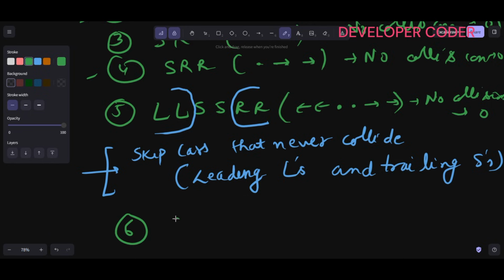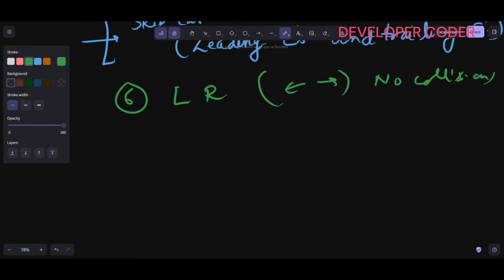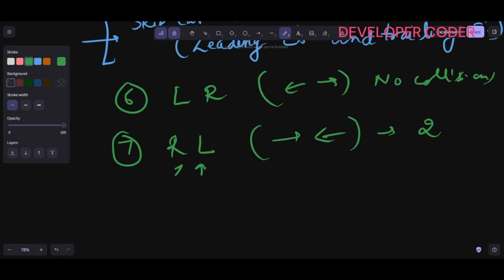Okay, now let's see sixth case. Let's say L and R. So here one is moving to left and one is moving to right. So here also there are no collisions, right? We can easily remove leading L's and trailing R's. Okay, so this is done, right? Let's move to something else now. Let's say R and L. So now this is R, this is L. So here output is 2, right? Because these two cars are colliding with each other, right? These two cars are colliding with each other.